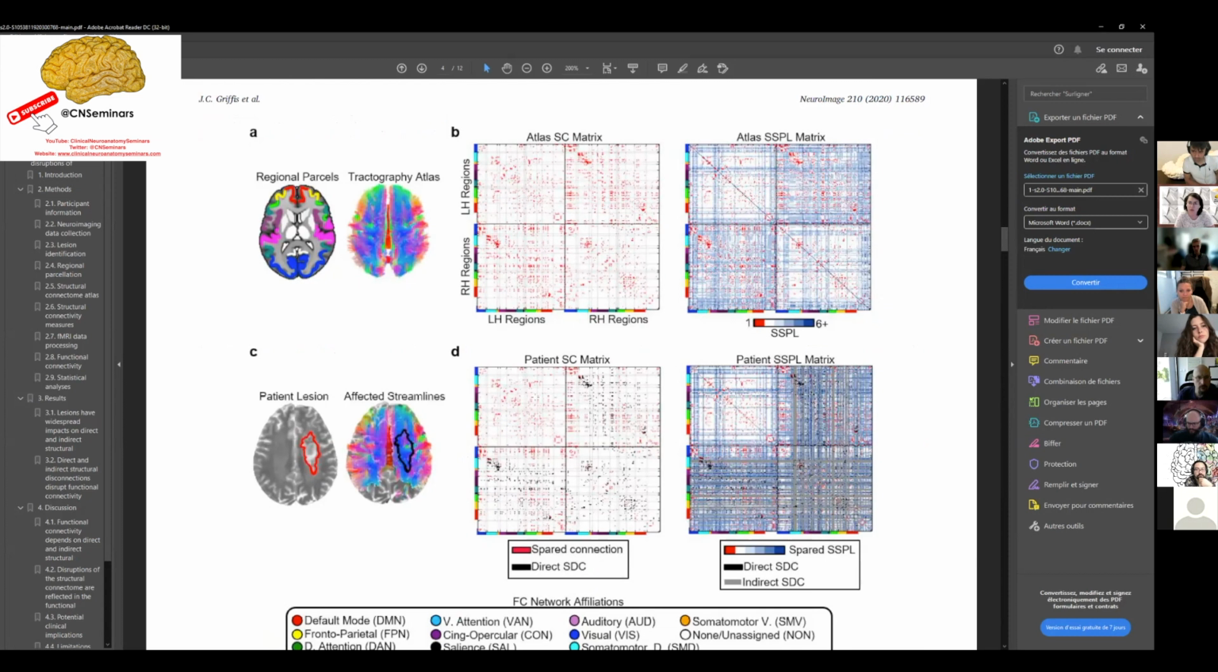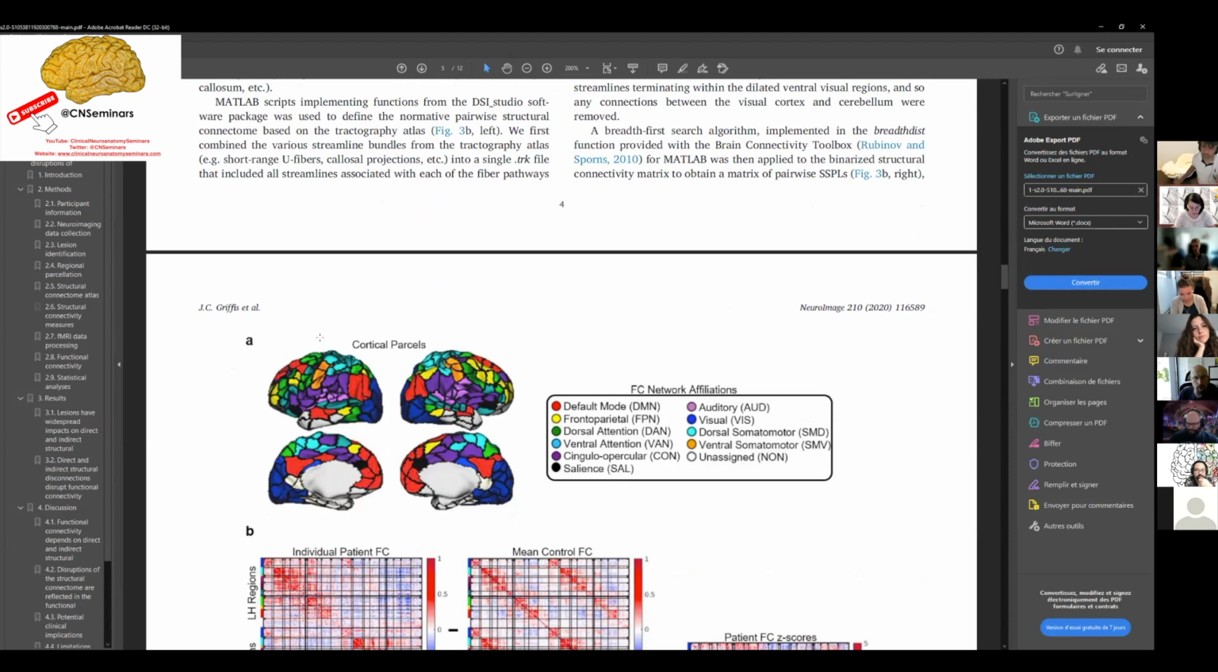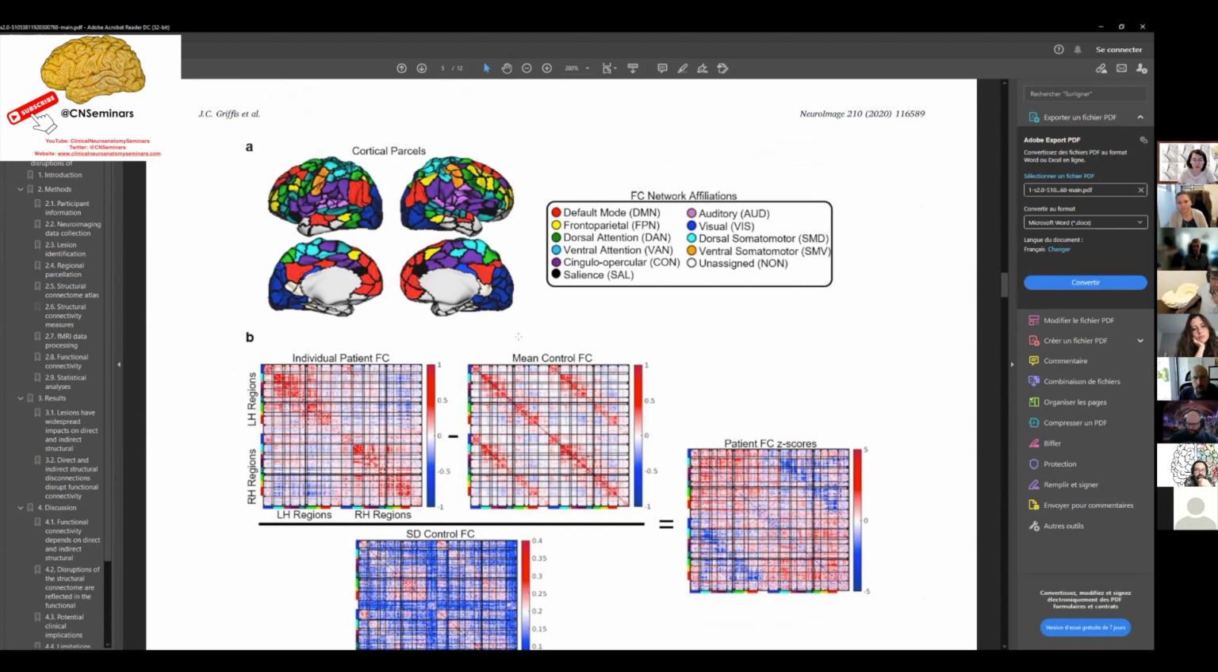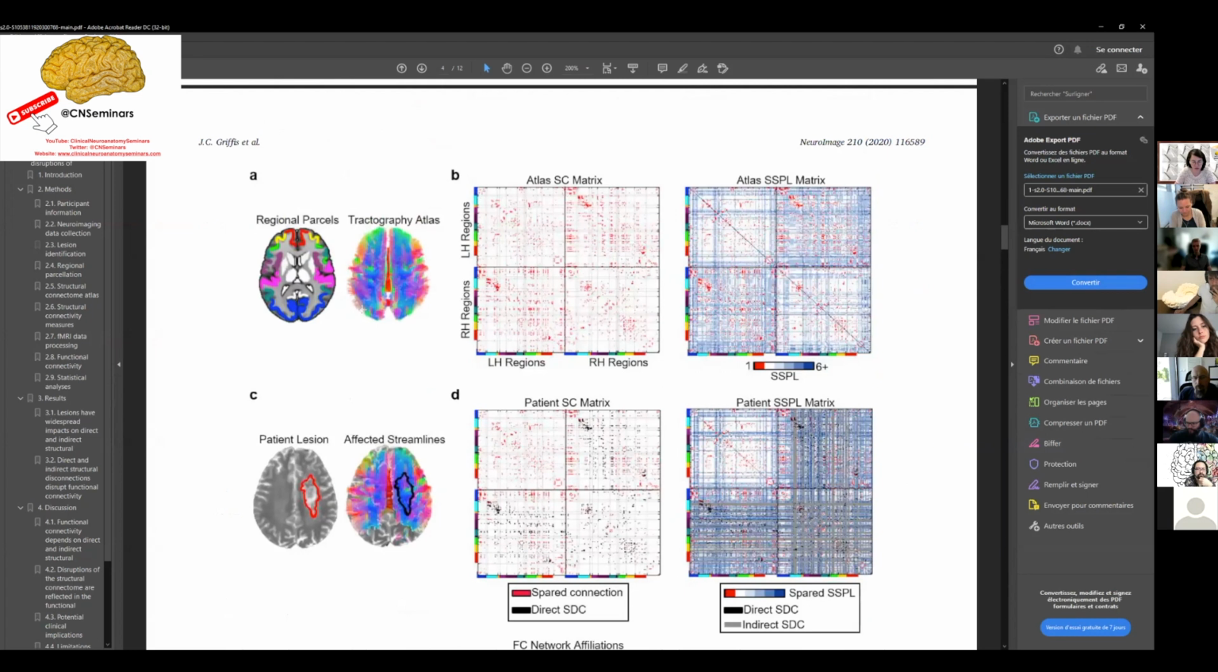I think that they used the functional connectivity, because it's all based on the functional connectivity at first. They used the Gordon atlas, and I don't think it has subcortical nuclei. So I'm just looking here. No, maybe I'm wrong, but I don't think there are subcortical nuclei. So they don't look at subcortical connectivity at all.